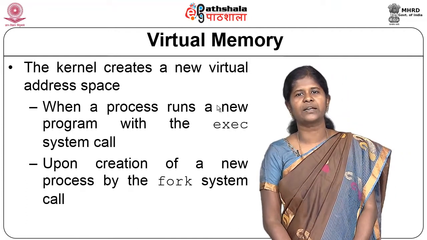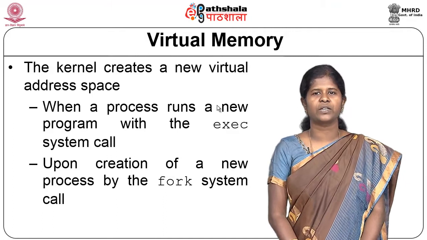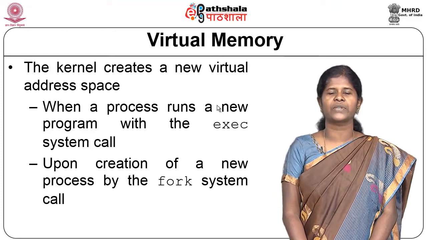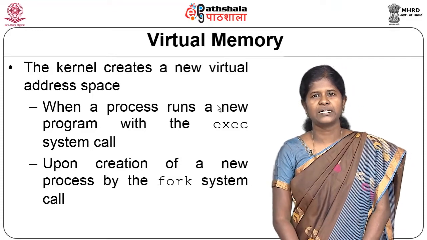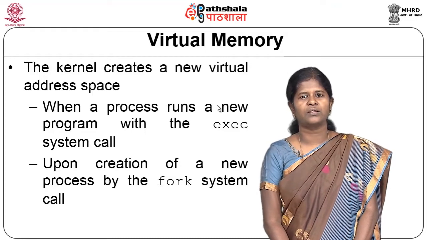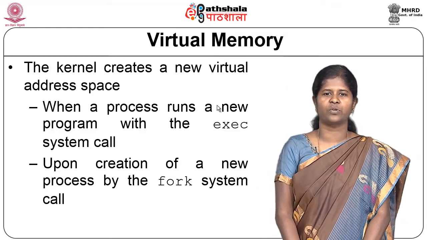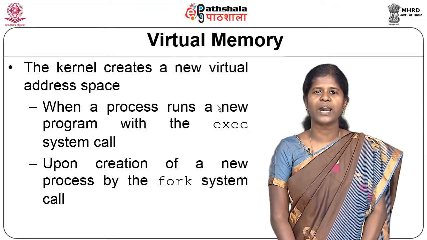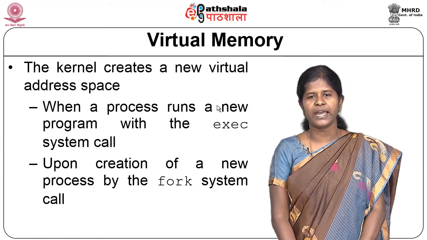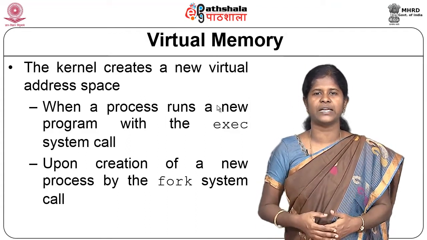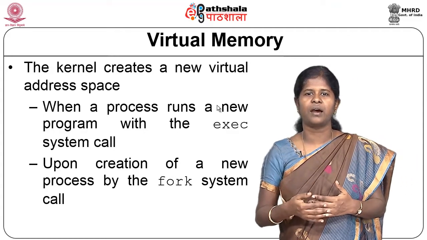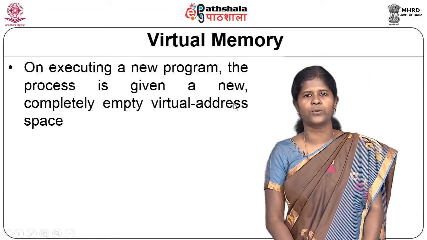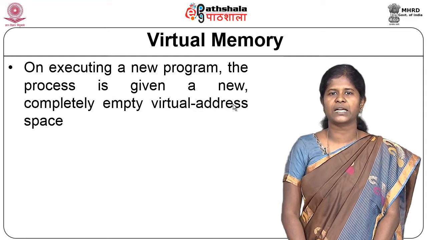So, when does the kernel create a new virtual address space? There are two situations. One is when a process runs a new program with the exec system call, and the second is the situation when the process is created using the fork system call. So, in the first case, during the exec system call, a new program is to be run. In the case of fork system call, a new process is just created which may or may not run a new program. So, what happens when you are executing a new program as a part of this exec system call?